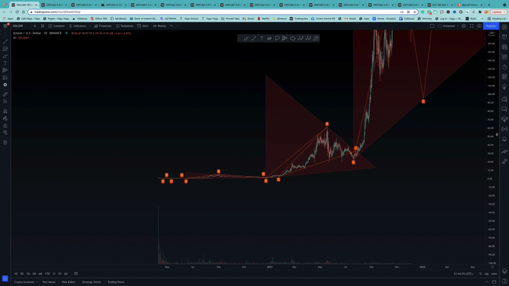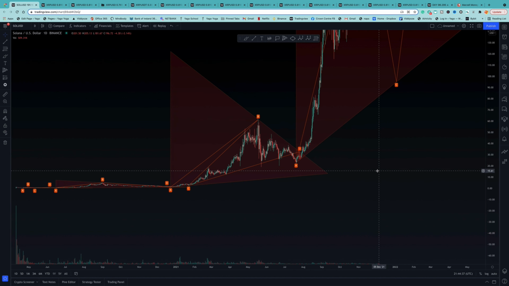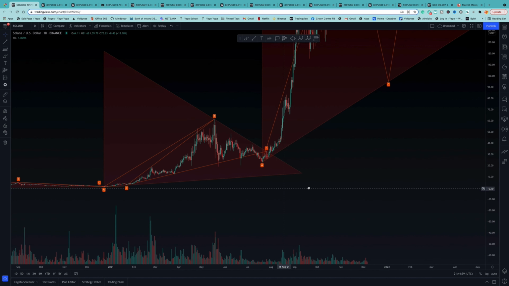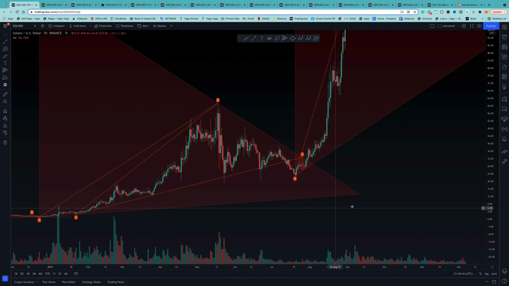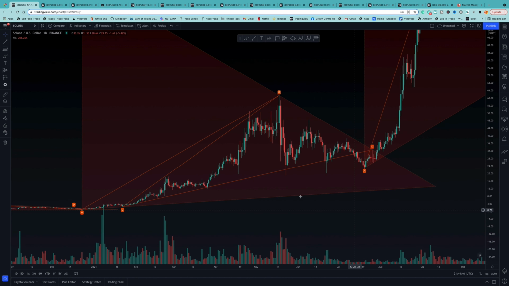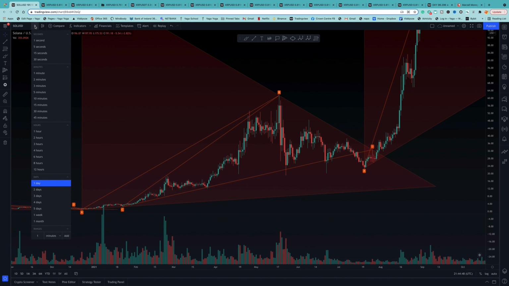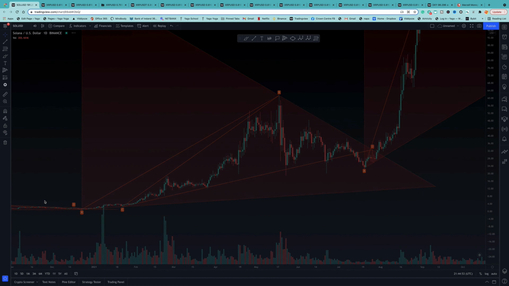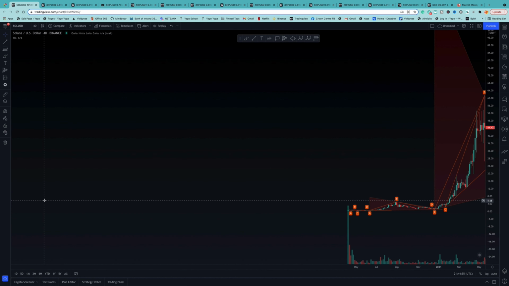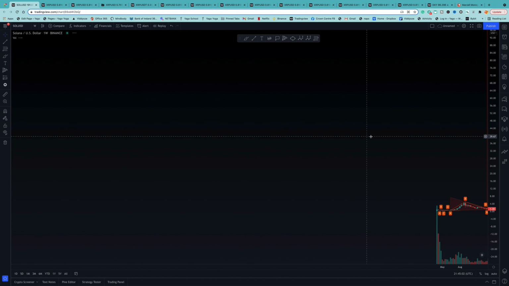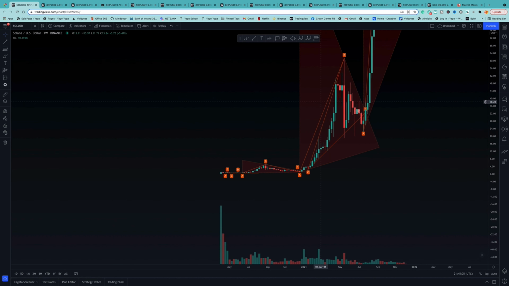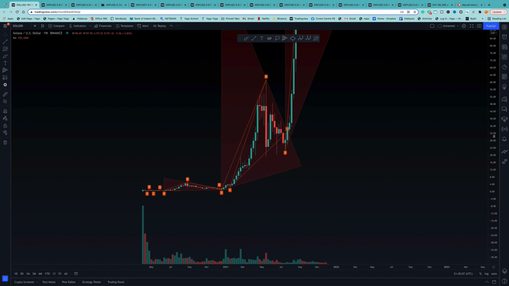So now let's go into this one. Okay, and we're going to zoom in, and there's the daily. So let's zoom into the 4-hour candles. Actually, maybe I tell a lie. Let me do the weekly first, just out of curiosity.